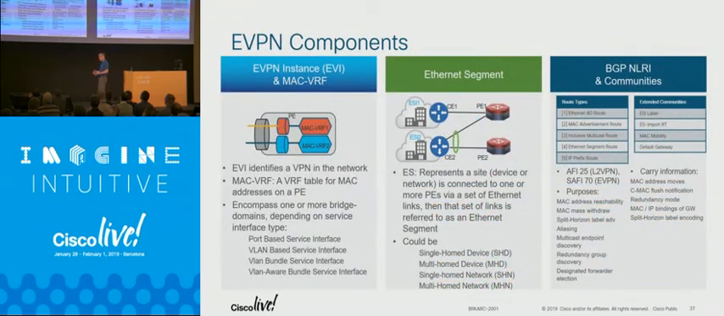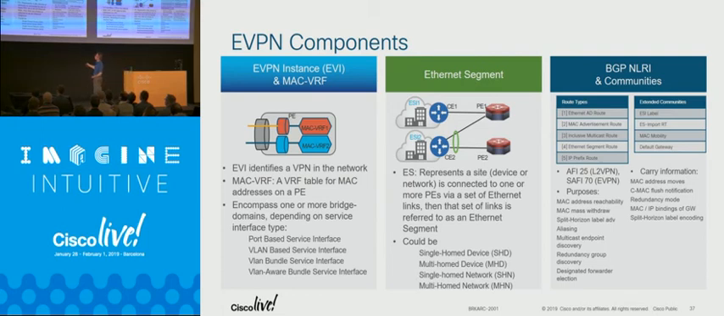There are three components to make the EVPN feature work. The first one, we said, is the EVI, the EVPN instance. We said this is your VRF table, but holding the MAC address, okay?